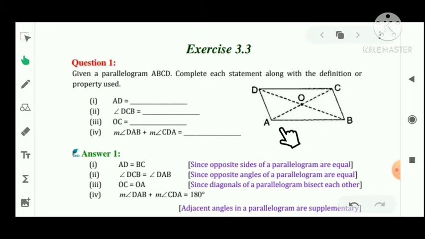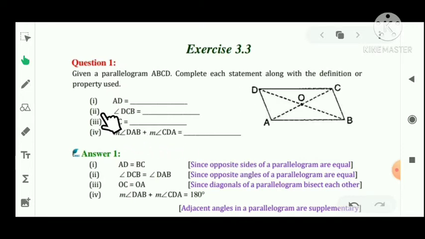Now, students, moving on to the angles. The opposite angles are equal to each other, like angle A is equal to angle C. Similarly, angle B is equal to angle D. And the adjacent angles are supplementary. That means the sum of the adjacent angles is 180 degrees. Like angle A plus angle B is equal to 180 degrees. Similarly, angle B plus angle C, angle C plus angle D, and angle D plus angle A are each equal to 180 degrees. This is the property of the parallelogram.